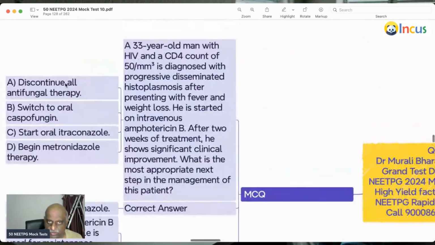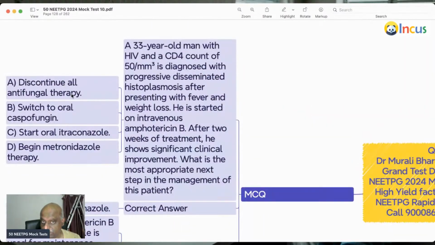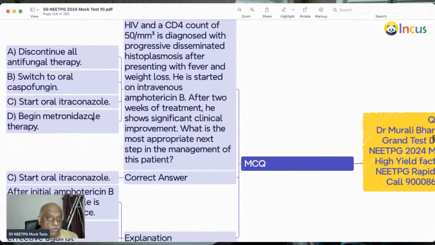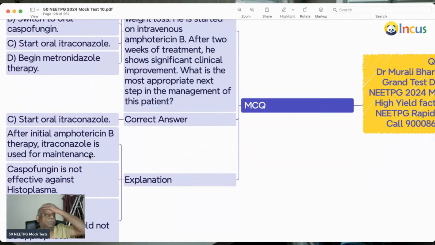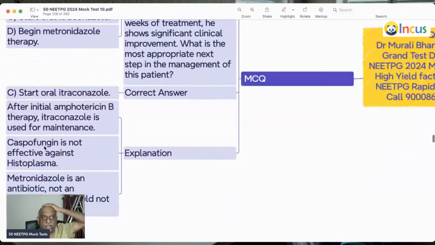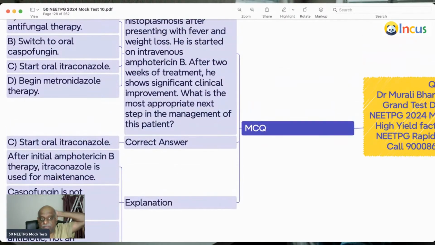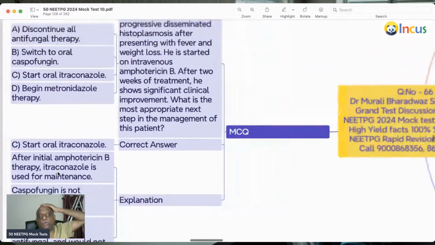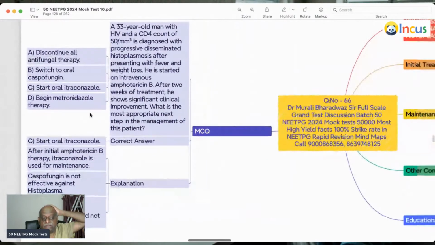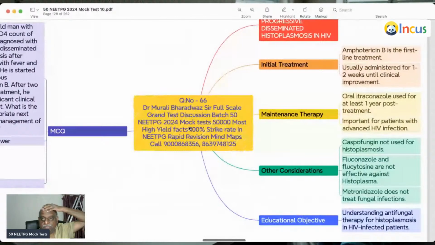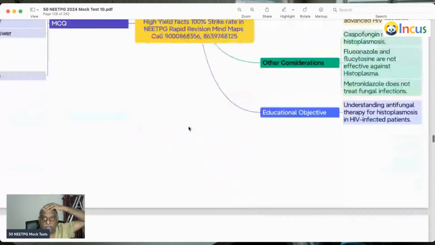Now, 33-year-old, HIV, CD4 count is 50 only, progressive disseminated histoplasmosis. So how do you treat? After initial amphotericin B therapy, itraconazole is the drug which is used for maintenance, is what you need to remember. Right, doctor?